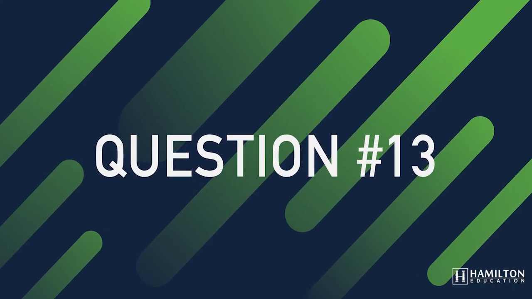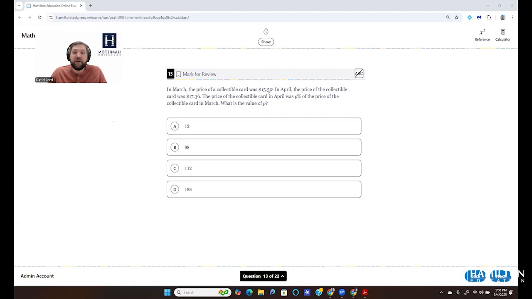Question 13. In March, the price of a collectible card was $15.50. In April, the price of the collectible card was $17.36. The price of the collectible card in April was P% of the price in March. What was P? So this is not a percent increase or decrease. This is what percent we're looking at. So we're going to follow the proof: percent of original equals final. So I'll write P over 100, because it's a percent, times the original amount in March, is equal to the new or final price in April.